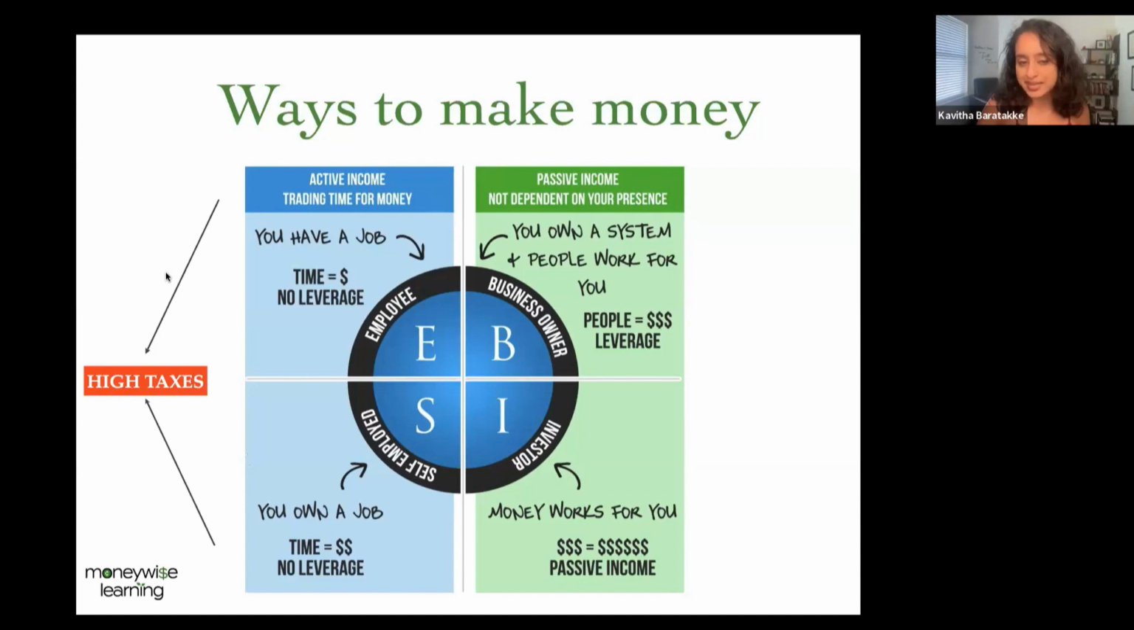Like I mentioned in the tax seminar, we have high taxes on this side if you're an employee or self-employed. We have low taxes if you are a business owner and investor, simply because of IRS tax codes. IRS is the Internal Revenue Service. They are the organization which basically collects taxes on behalf of the government. Now, the way the tax code is written is that when you're a business owner or an investor, you're essentially creating more jobs, you're investing in the economy.